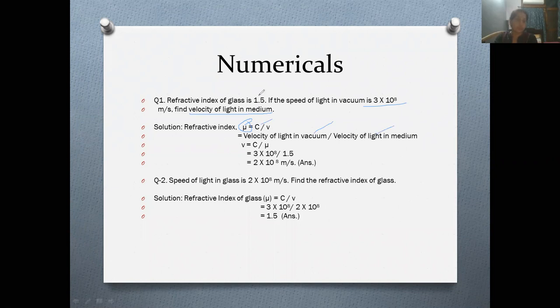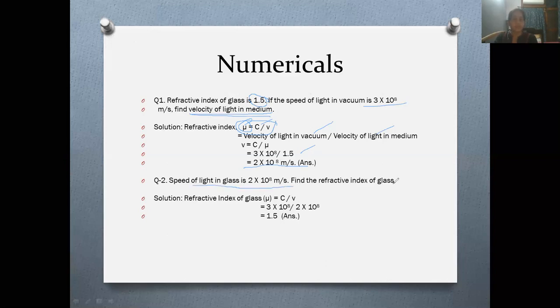That is the formula of refractive index. The refractive index of glass is given, that is, the value of mu or n is given. So from this formula, v is equal to c upon mu, which is 3 into 10 to the power 8 upon 1.5. And the answer is 2 into 10 to the power 8 meters per second. This is the velocity of light in a medium.